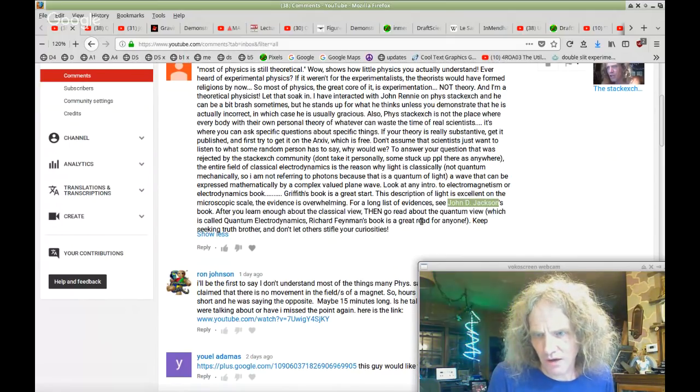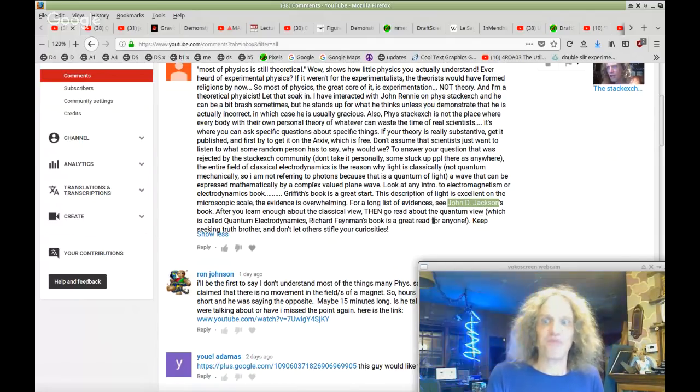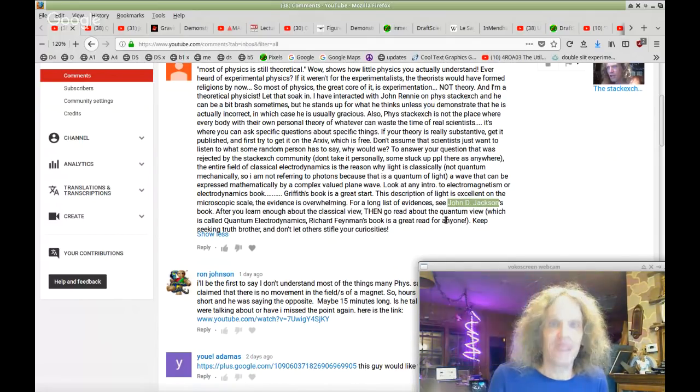Then go read about the quantum view, which is called Quantum Electrodynamics. Richard Feynman's book is a great read. Well, maybe you should read his book and read the part where he says, I wish they wouldn't teach that photons are waves. He says that because he says it just creates confusion. It's a corpuscle. He says it directly. He says light is a particle. And here you are quoting him as if you know what he said, when apparently you're the one who didn't listen.